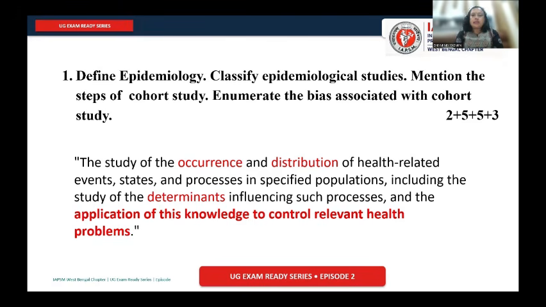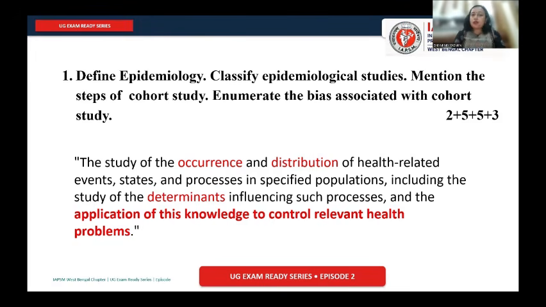It says define epidemiology, classify epidemiological studies, and mention steps of cohort study. Define epidemiology contains 2 marks. Let me tell you, there are some definitions in community medicine which we have to learn by heart. You cannot just make up the definition, just like definition of health, definition of epidemiology, definition of primary health care, family planning, maternal mortality. These things you have to learn by heart.